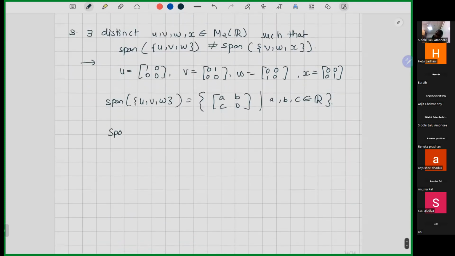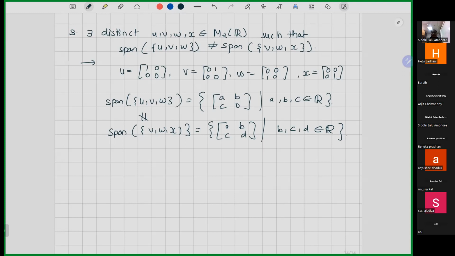And similarly, span of V, W, X would be b, c, d, such that b, c, d in R. Okay, so it's quite clear that this is not equal, similar to what we had. If I take an element here in span of U, V, W, there exists an element which does not belong to span of V, W, X, right? So here the spans of these elements are not equal.